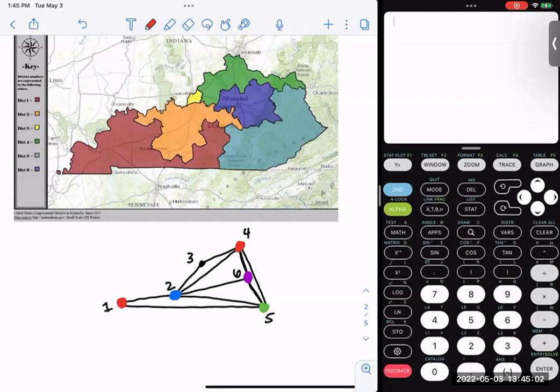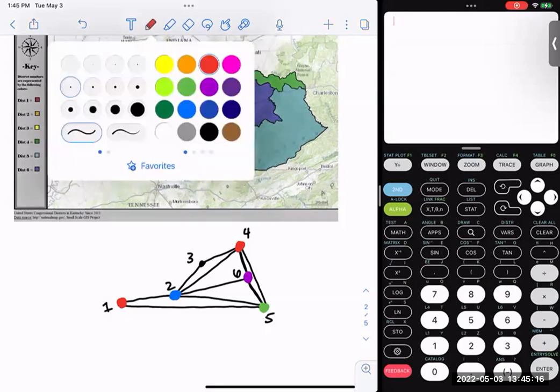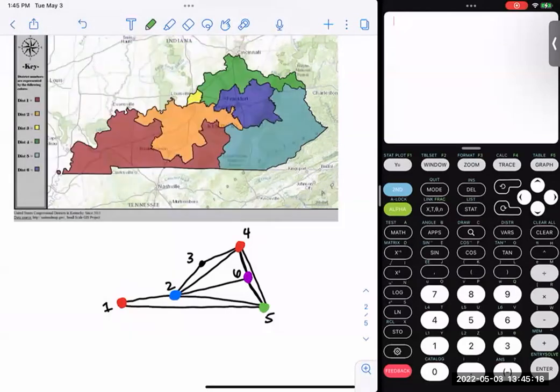And then moving on to District 3, I can't use blue and I can't use red because it's bordering District 2 and District 4. But I could use either green or purple, right? Either of those would be fine. I'm just going to go ahead and use green. That's fine. So now I've got all of them colored.